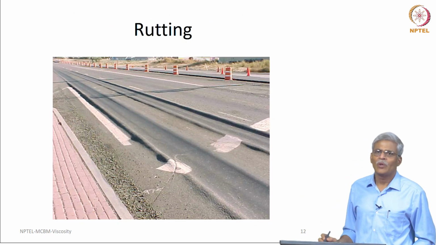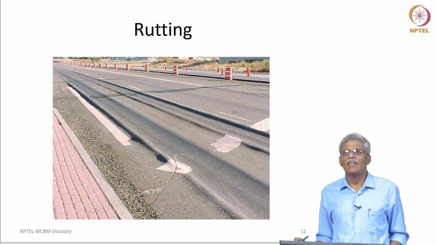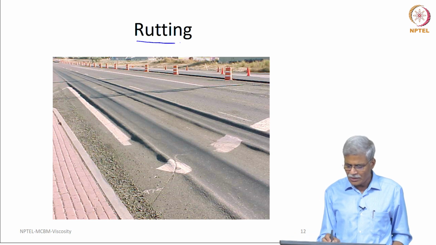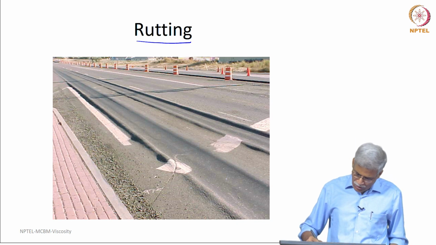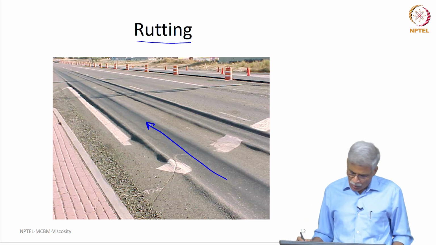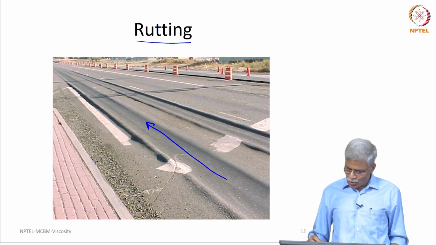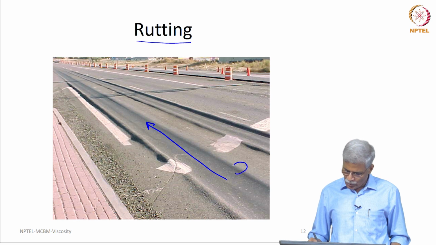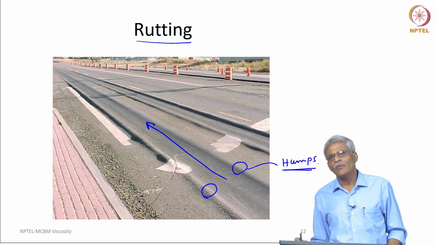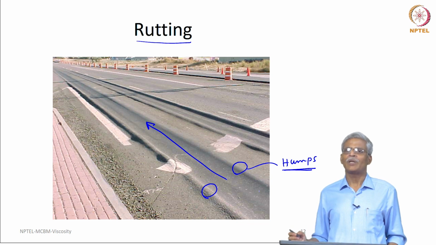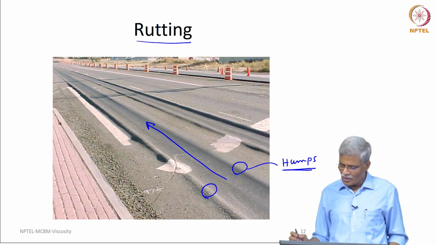So, then we go to one of the well known failures that is often seen on Indian roads, which is called rutting. Basically, rutting is the longitudinal depression that you are going to see in the wheel path. You will also notice that on either side of this depression, or the bottommost, you will see some kind of humps.